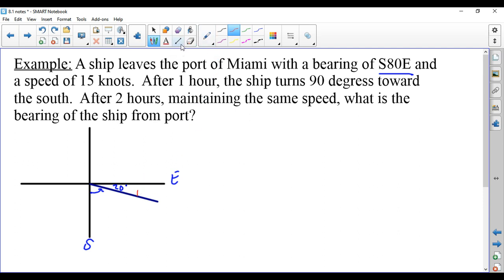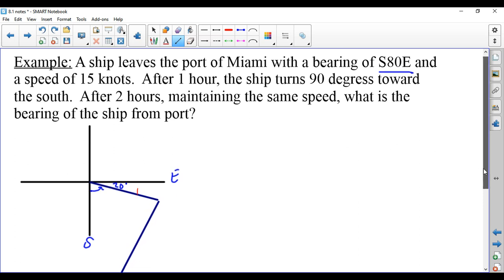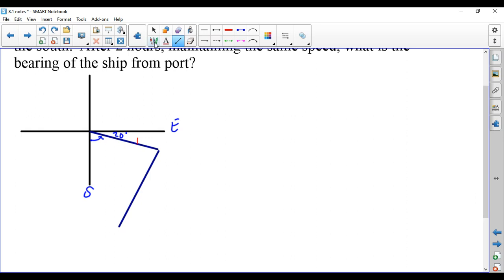Then you're going to turn through an angle of 90 degrees, and go 90 degrees toward the south. So that's going to come this way. And the ship is going to continue in that direction for 2 hours. So we would label this side, make this a little bit longer so it's more to scale, as having a length of 2, and this is a 90-degree turn. What we want to do is find the bearing of the ship from port at this time.